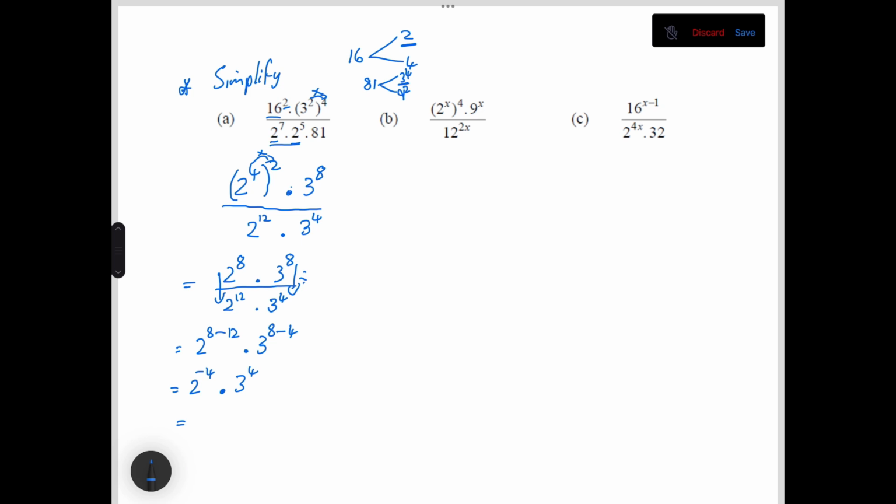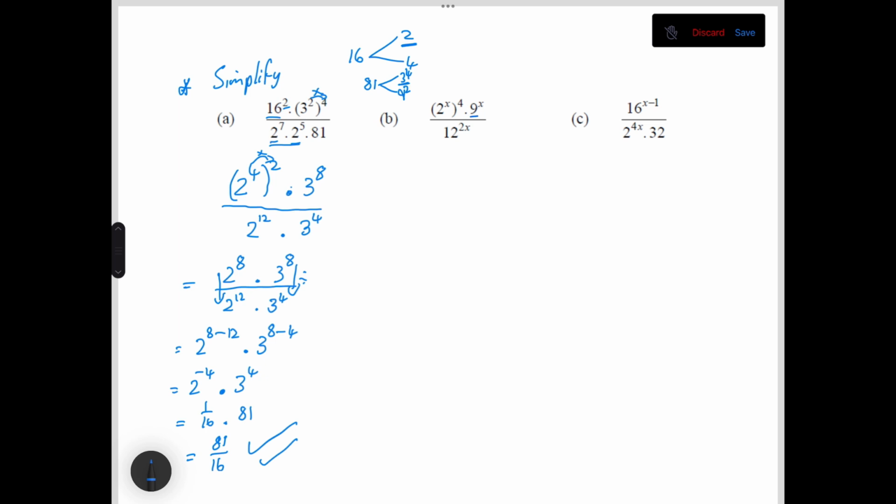And so now that gives me 1 over 16 times 81. Now we have a positive exponent and a negative exponent, so we can write it as 81 over 16. And there we go. Done and dusted. Let's go on to the second one. On to the next one.